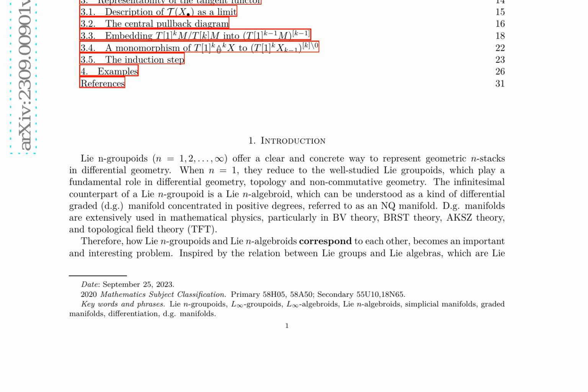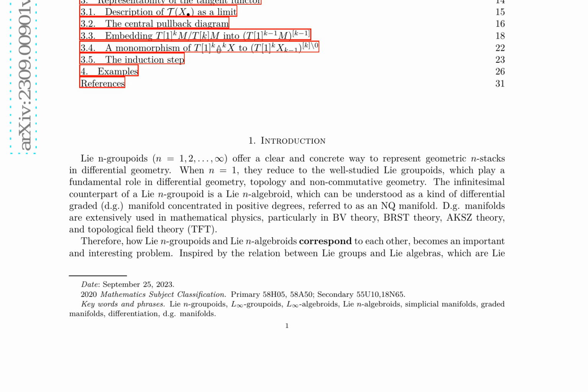The paper focuses on the representability of the tangent functor, describing it as a limit and detailing the central pullback diagram. This involves embedding T^1_k M into T^1_{k-1} M and establishing a monomorphism of T^1_k and k0x to T^1_k x. The induction step is then outlined, providing a comprehensive understanding of the tangent complex of the n-groupoid.